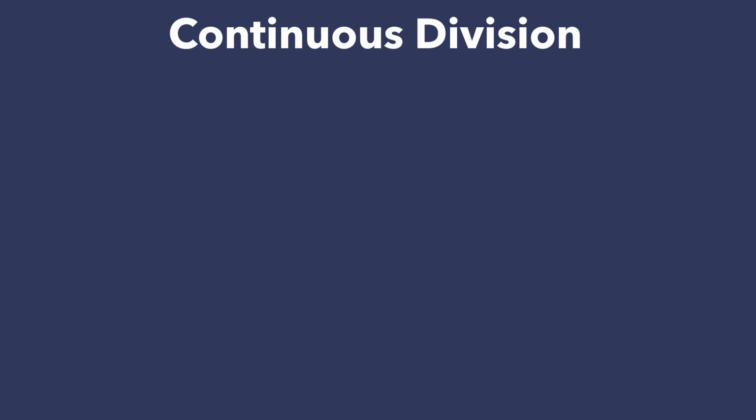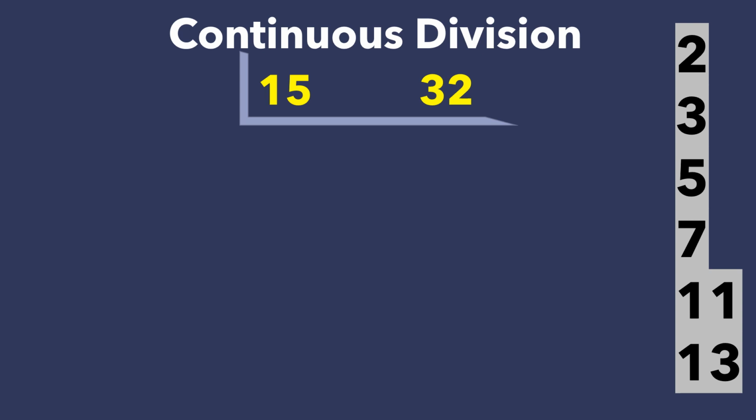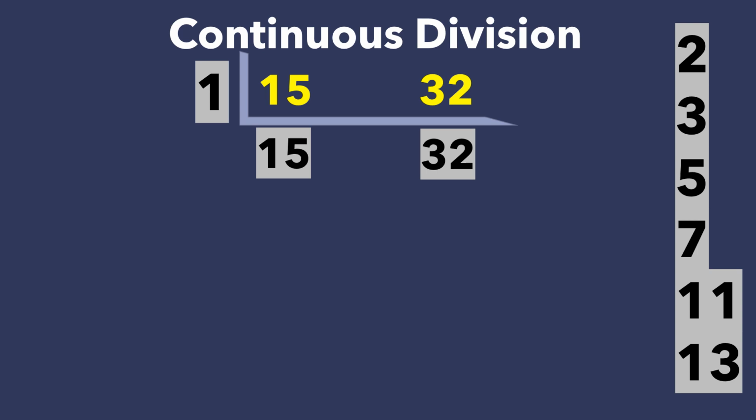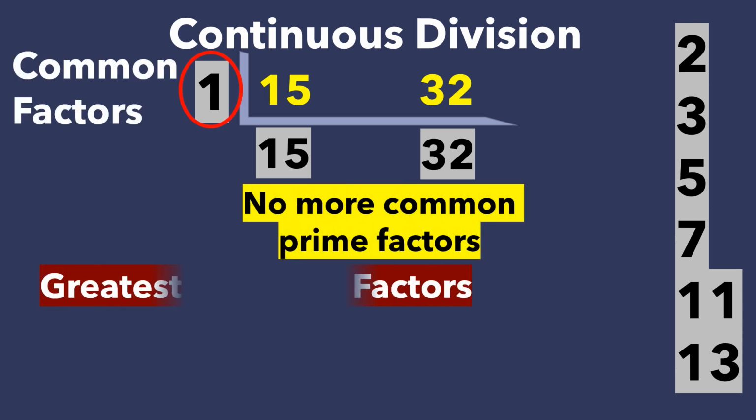And again, by continuous division, we have 15 and 32. Again, we will consider the two numbers that are being divided by the prime numbers at your side. So there's no more common factor aside from 1. So for 15 and 32, the common factor here is 1.